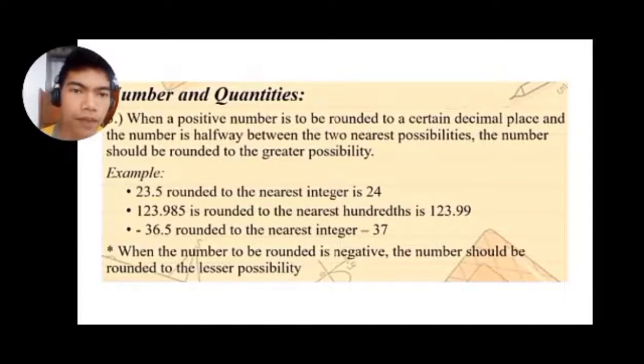So the next is 123.985 rounded to the nearest hundredths is 123.99. Another example is negative 36.5 rounded to the nearest integer, negative 37. When the number to be rounded is negative, the number should be rounded to the lesser possibility.